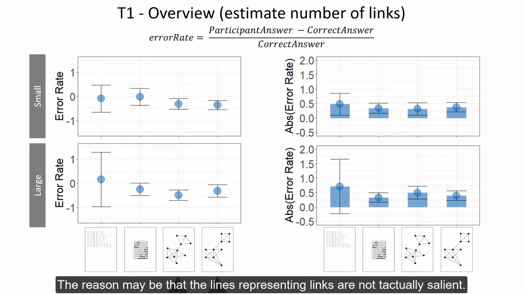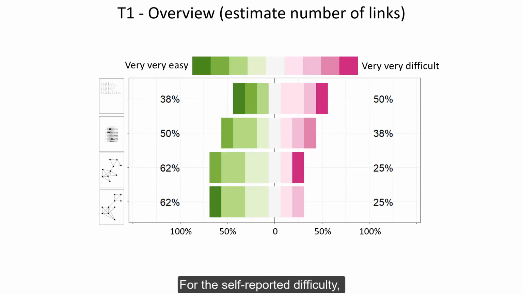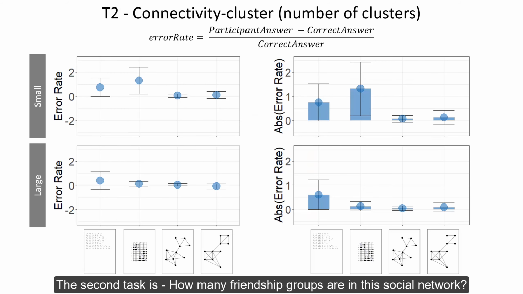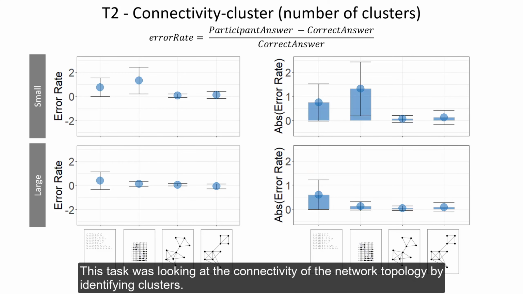The reason may be that the lines representing links are not textually salient. For the self-reported difficulty, overall, this task seems considerably difficult for touch readers. The second task is how many friendship groups are in the social network. This task was looking at the connectivity of the network topology by identifying clusters.